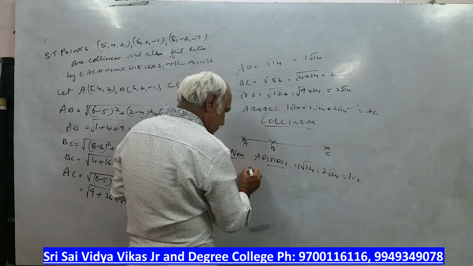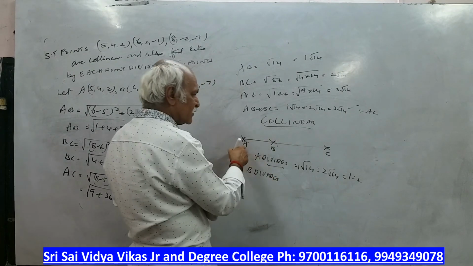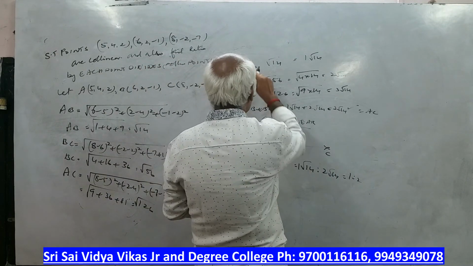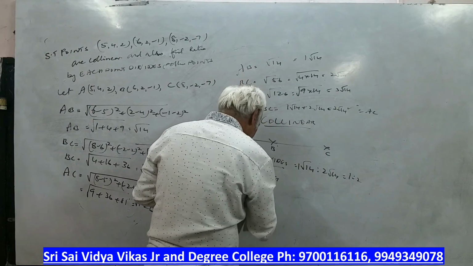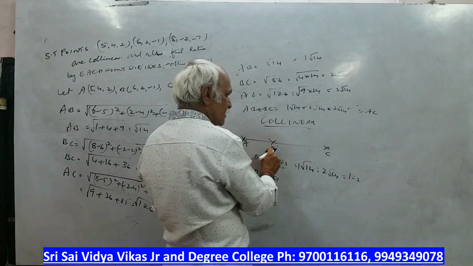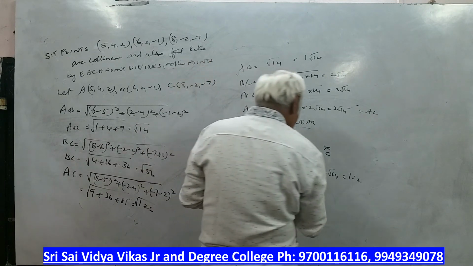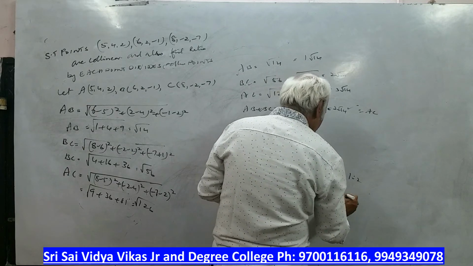Next, B divides AB and BC? No, B divides means BC and AC. So 2 root 14 is to 3 root 14, which is 2 is to 3.